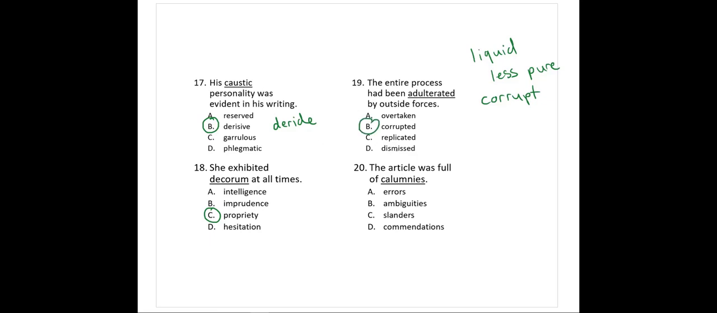The article was full of calumnies. Again, I'm not sure how to pronounce this. Calumnies, something like that. Best answer here, well, first of all, what is a calumny? That is when someone essentially just tells a lie about you, a lie that is designed to damage your reputation. So errors is not bad, but there is a better answer here. The better answer is slanders. In fact, these 2 words are basically direct synonyms of one another. Okay, moving on.